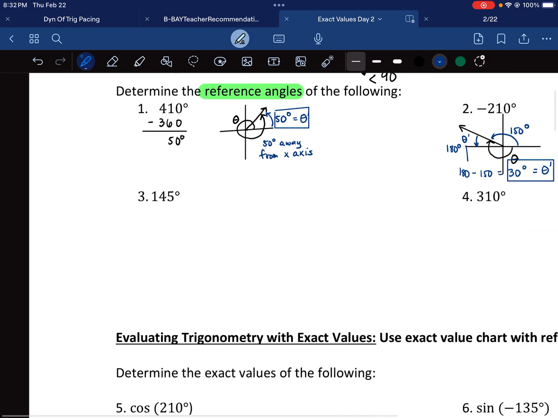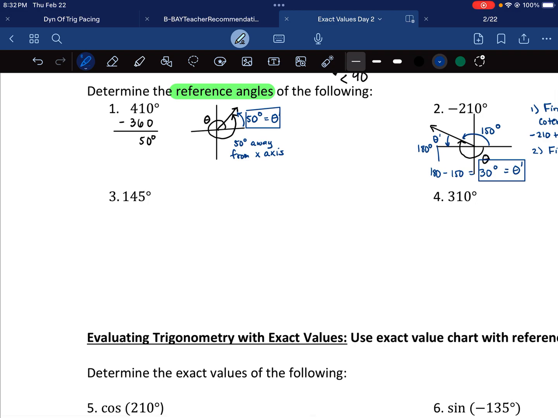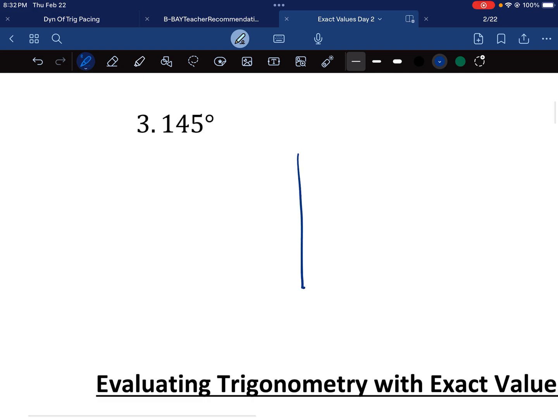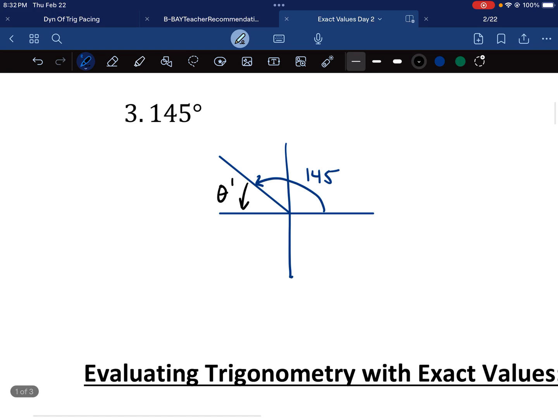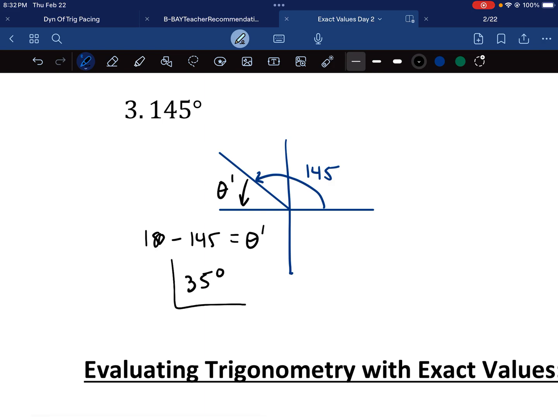At this point, if you want to pause the video, try these two on your own. See if you get the same answer as I do. I'm going to go a little quicker now. I know 145 is in quadrant 2. I know my angle is sketched like this, 145. Reference angle would be here. To figure out what that is, I do 180 minus 145 equals my reference angle, and we would get 35 degrees. And that would be my answer.